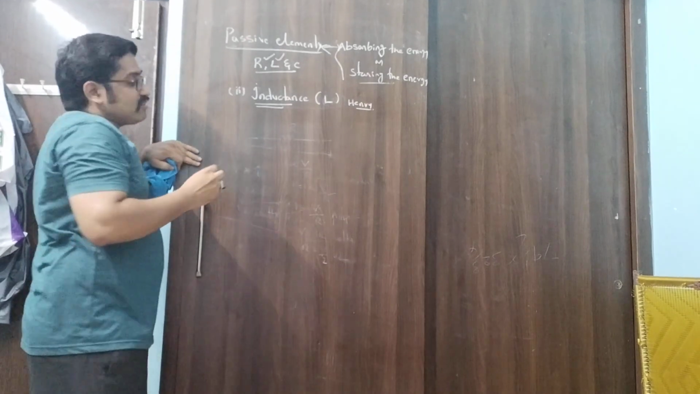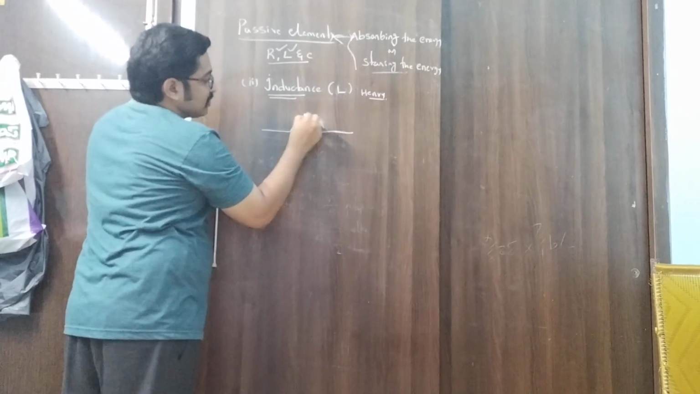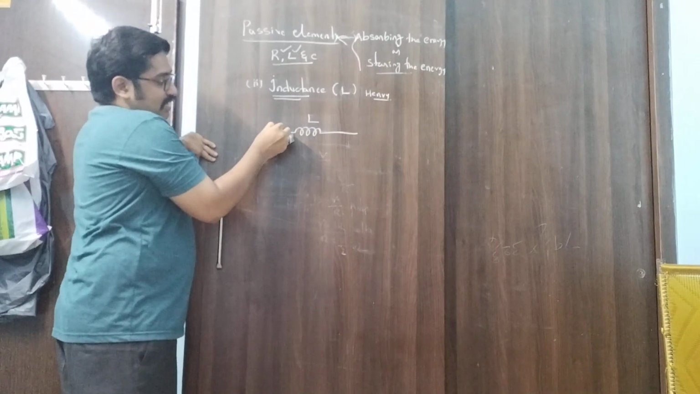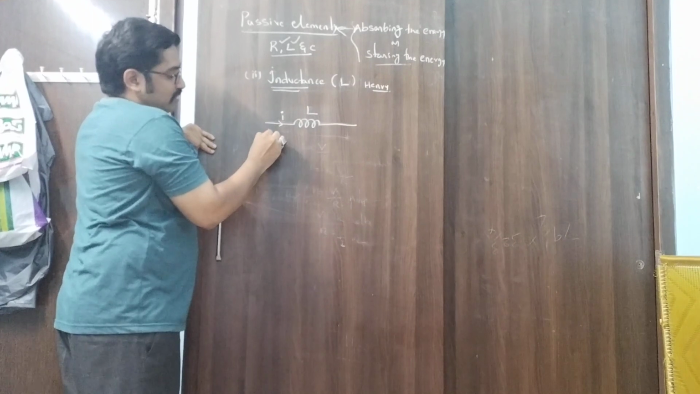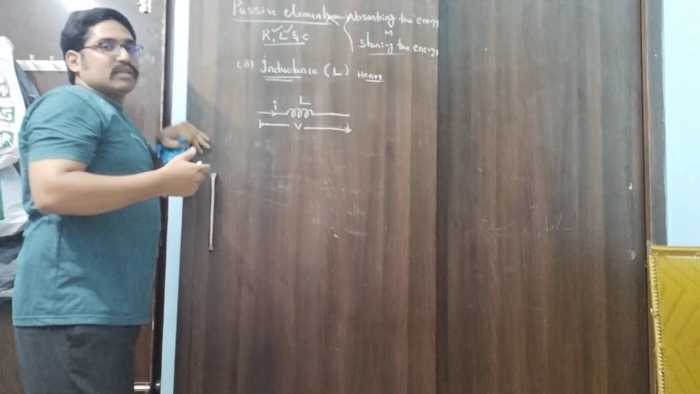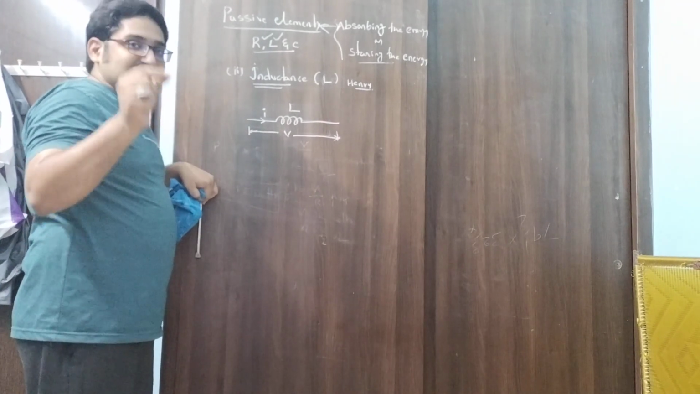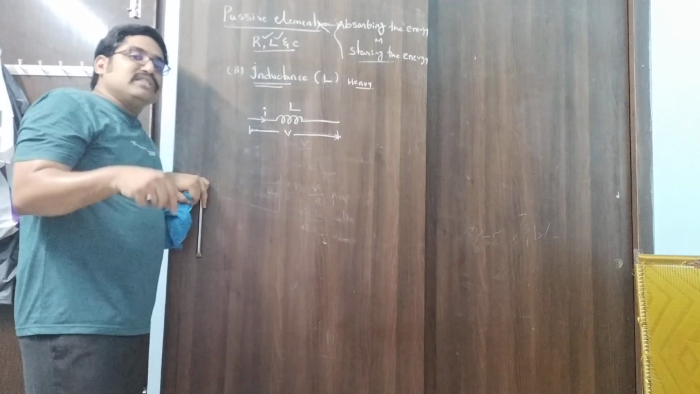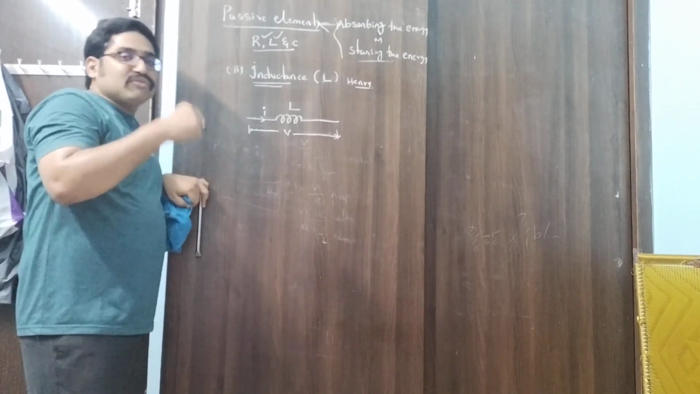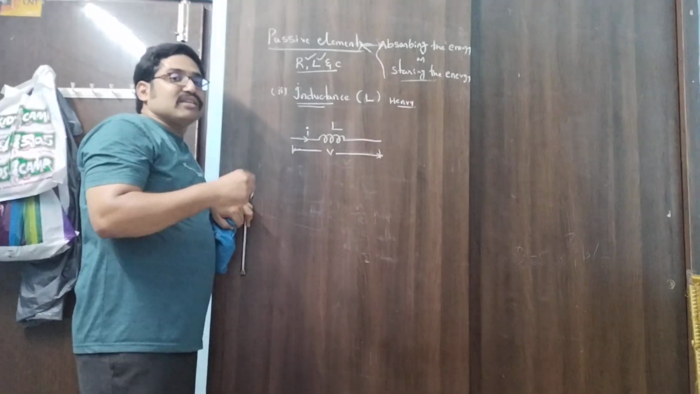The inductance representation will be like this. We represent it like this, L. Whenever the current flows, there is a voltage drop occurring in the inductor circuit. So inductance is a passive element which stores the energy in the form of a magnetic field. Always the energy is stored in the form of the magnetic field.